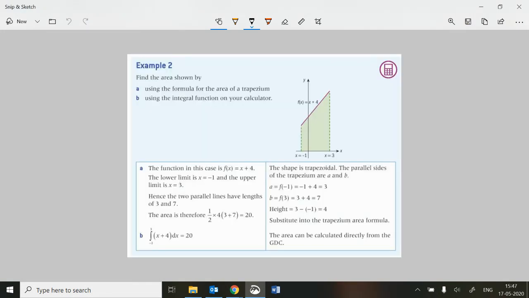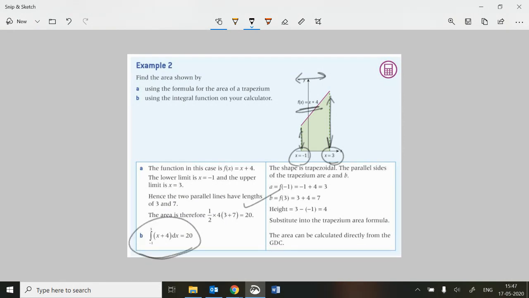Okay, so use the formula for the area of a trapezium. Again, that's going to be dead simple. You need your two parallel lengths, that's this one, and you'll get them from substituting in these two values into the formula. And you'll have a height of this trapezium, which is just the difference between the 3 and the -1, so a height of 4 there. And then you can use the area of a trapezium. That's dead easy. Okay, use the integral function on your calculator.